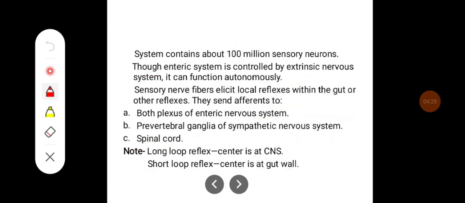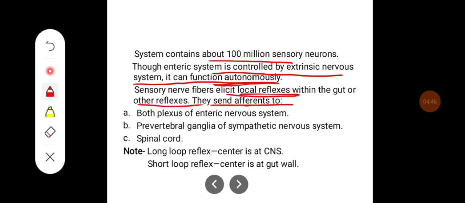The system consists of about 100 million sensory neurons. Though the enteric system is controlled by the extrinsic nervous system, it can function autonomously. Sensory nerve fibers elicit local reflexes within the gut or other reflexes. They send afferents to both the enteric nervous system, that is the myenteric and Auerbach plexus, and the prevertebral ganglia of the sympathetic nervous system and the spinal cord.